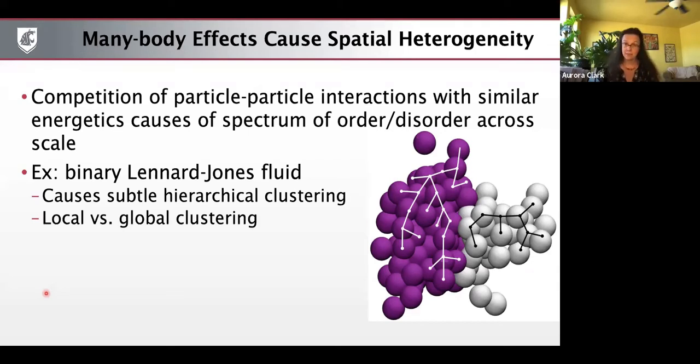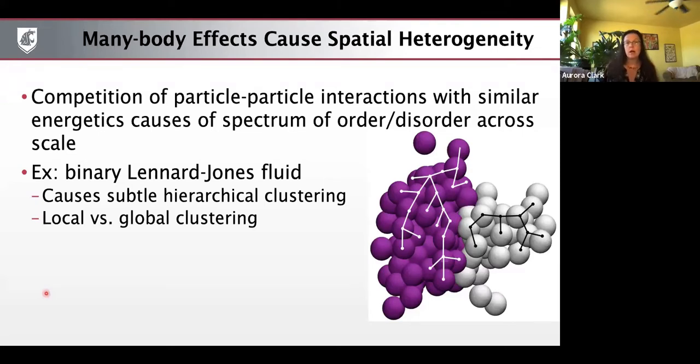And try to understand what the effects are of many body correlations upon what we call spatial heterogeneity. To understand spatial heterogeneity a little bit more, really these many body interactions derive from competition of particle-particle interactions. So you've got a whole bunch of particles, like particles of type A and type B, and their interaction energies amongst themselves and with each other are somewhat similar. If we tune those energetics, we can really change the amount of organization or disorder in the system a huge amount.